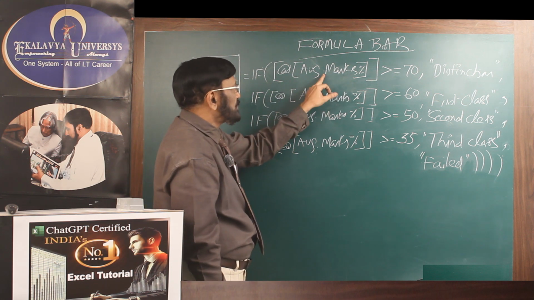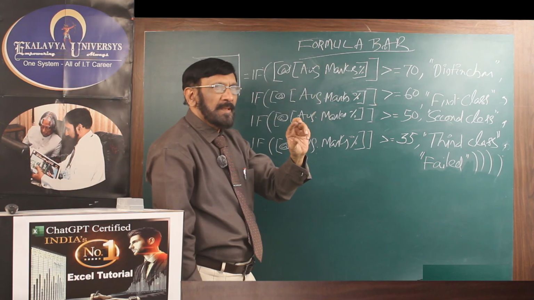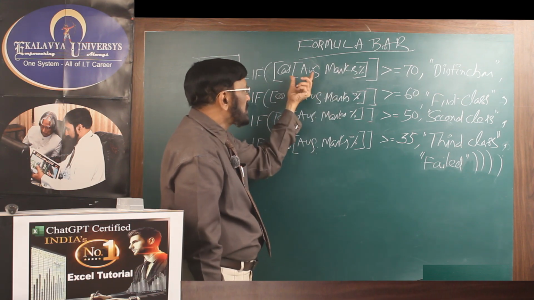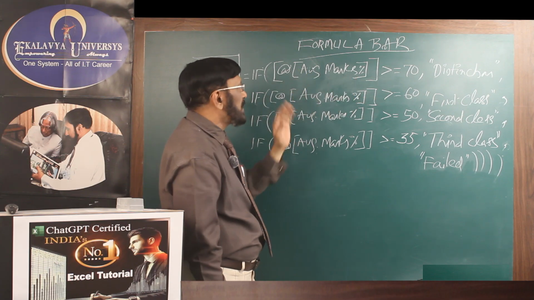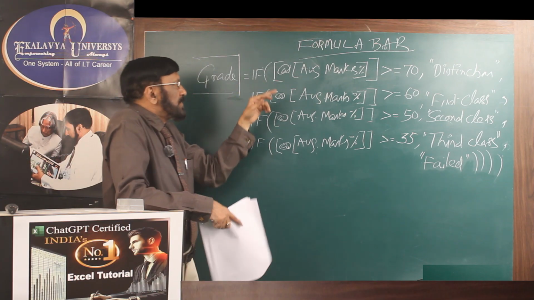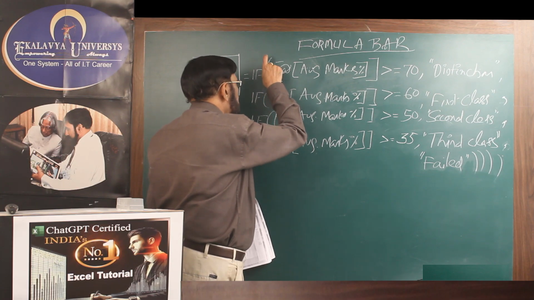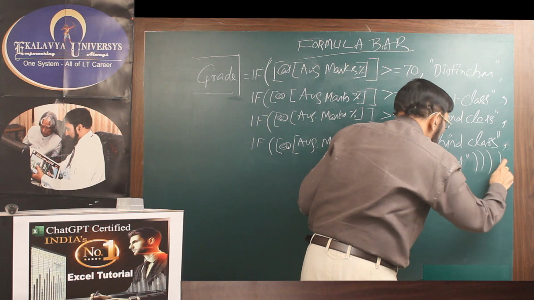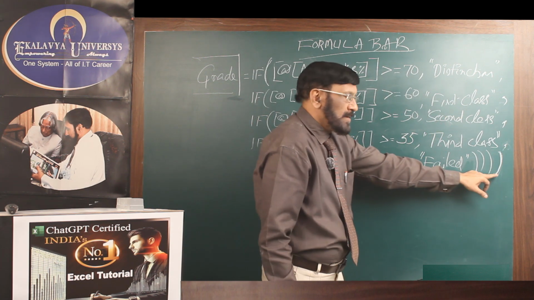Already I told you about that. Here a space is there, the space symbol. If it is a single word like English, maths, then square brackets are not required. In all other cases, extra square brackets are required. That point was already explained to you. Now IF is a function. For every function, it should start with this and it ends here. For every opening parenthesis, a closing one should be there.